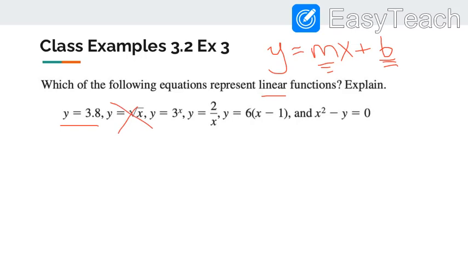The third one, 3 to the x, we'll notice our base equation doesn't have any exponents on a variable, so therefore this one's not correct. Y equals 2 divided by x is also a non-linear function. You can check all these on Desmos as well. For this one, y equals 6 times (x minus 1), you could distribute this. This would become y equals 6x minus 6, therefore that one would be linear. And same thing here, there are no exponents in a linear function, so right away this last one does not work. So if you see anything with exponents or square roots or possibly dividing by the x value on the bottom of a fraction, those ones are not going to be linear. But these other ones would be.